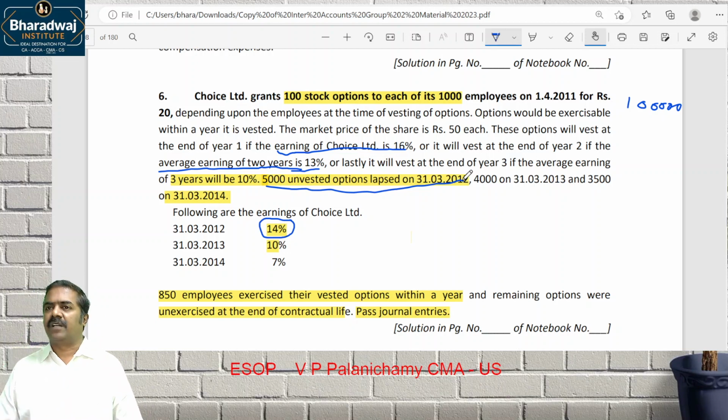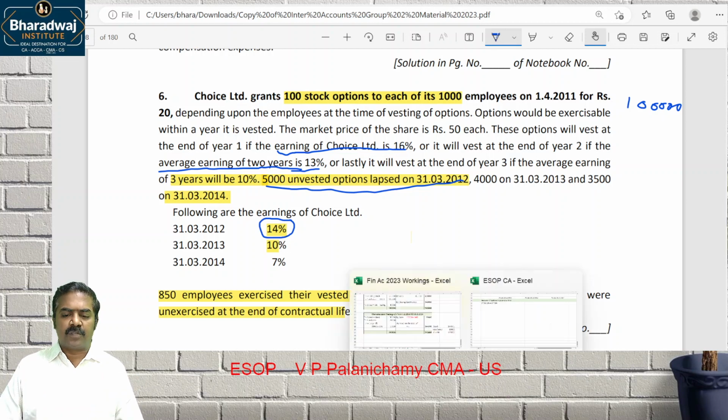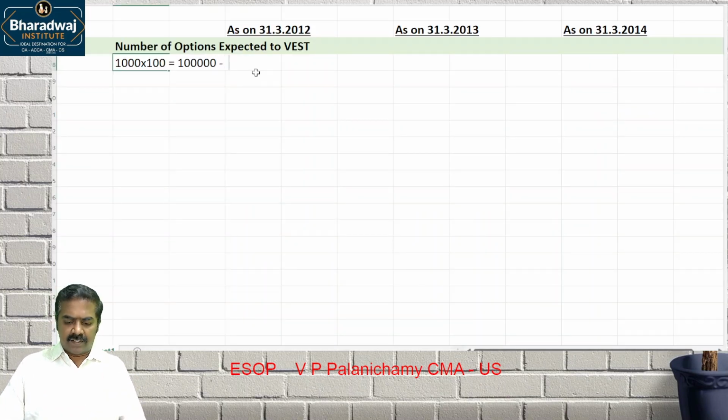Will he create a provision for that? Wait, how many employees were there on day 1? 1000 into 100. How many options? 1 lakh. That is on 1/4/2011. When are we closing our financial accounts first year? 31st March 2012. On the date itself, you know that 5,000 options lapsed. So you will create a provision for 1 lakh? No. So 1 lakh minus lapsed options, 5,000 options. How many options are expected to vest on this date? 95,000 options only.